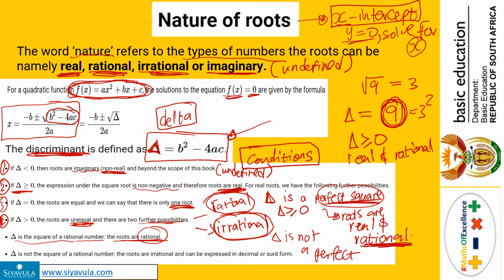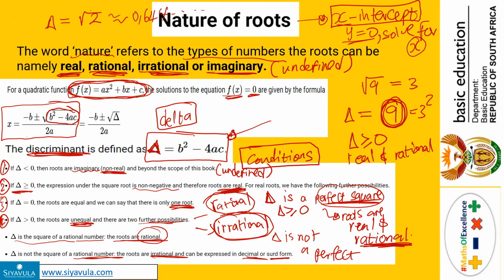Then if delta is not a square of a rational number, the roots are irrational, and they can be expressed in decimal or surd form, right? So for example, if you calculate delta and it is equal to root 2, we can see that this can be expressed in decimal. Here it's in surd form, but we can also express this in decimal. If you just take your calculator and enter root 2, we get 1.414 and it goes further like that, right?